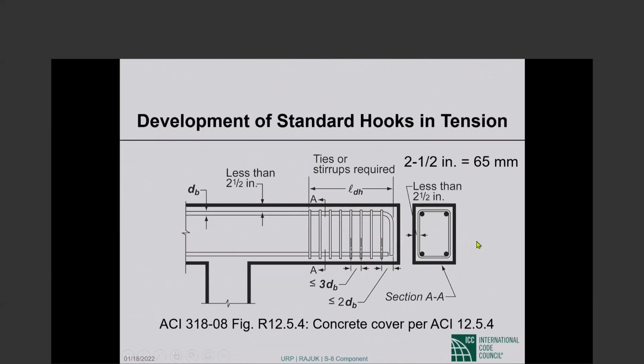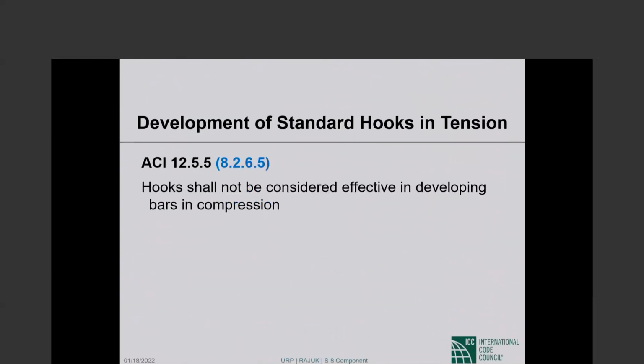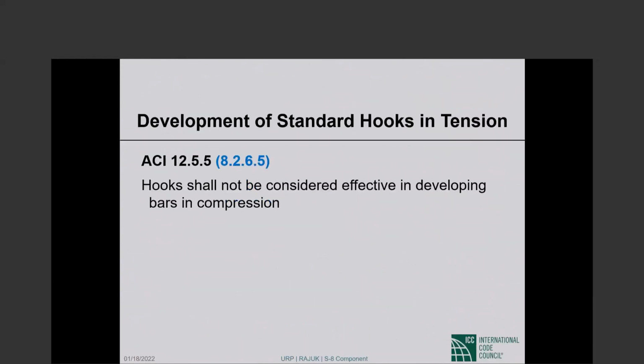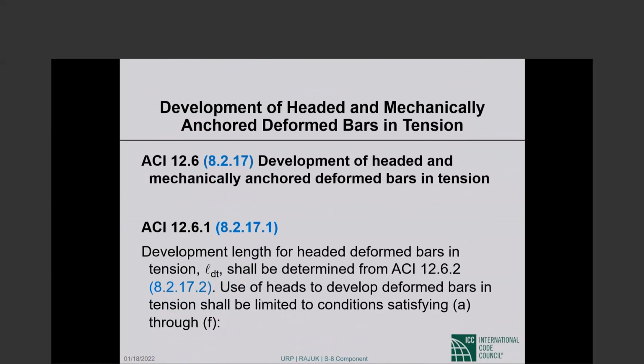The picture is totally descriptive, and the language that I was reading describes the picture, and there is commentary on it that I'll let you read. As I told you, there are too many detailed requirements, which makes it very difficult to present this material. Okay, continuing with standard hooks in tension. Hooks shall not be considered effective in developing bars in compression. This has been said before, and it is being said again. Hooks do wonders in tension, but do not work in compression.